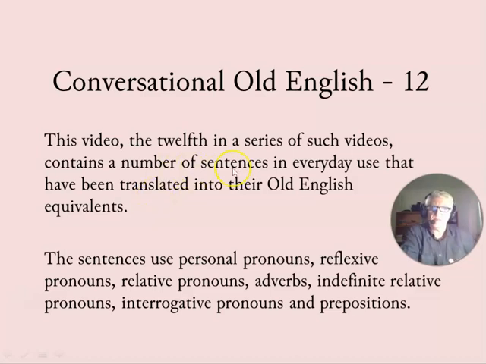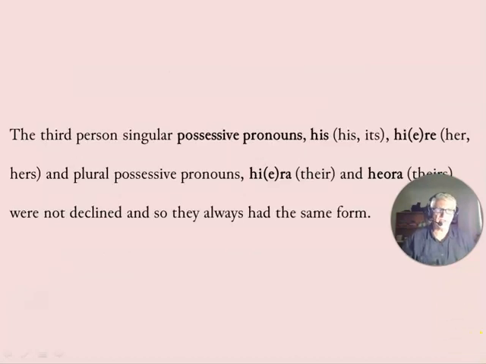Now this video contains a number of sentences in everyday use that have been translated into their Old English equivalents, as have the previous 11 in this series. These sentences use personal pronouns, reflexive pronouns, relative pronouns, adverbs, indefinite relative pronouns, interrogative pronouns, and prepositions. To make a start, I might just run through some of those definitions and then we'll have a look at the sentences themselves. This is an example of how to translate everyday language into Old English. That's the purpose of the whole series, actually.